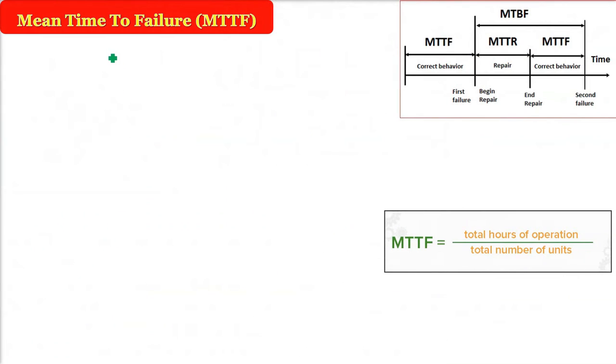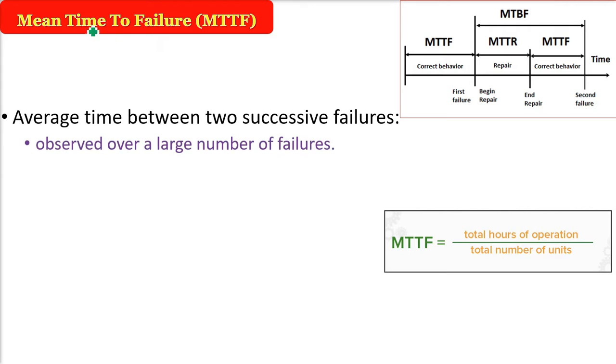Mean time to failure, MTTF. First thing is, it is a mean, it is an average. So we are not talking about one time, we are talking about different times, we are adding them and dividing by the number of counts. So this is the average or mean. Now coming to time to failure.